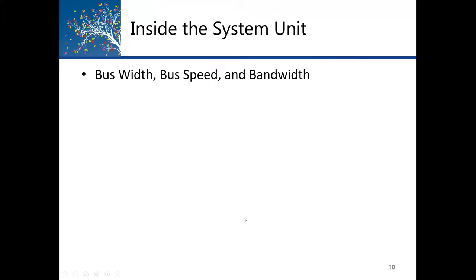We also have what we call the bus. A bus normally is the conductor, or we will say the connection between all the components. So we may have a bus that connects the CPU to the memory. Now, if the bus is wider, it means it can transfer more data and work faster. So we talk about the bus width, the bus speed, and also the bandwidth.